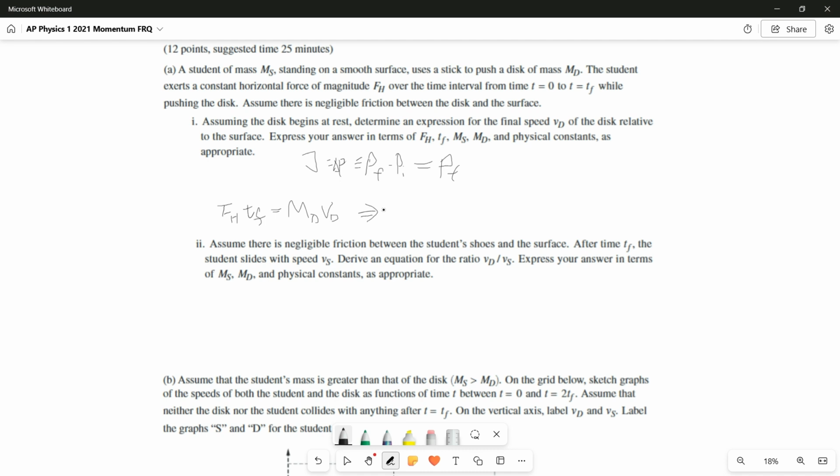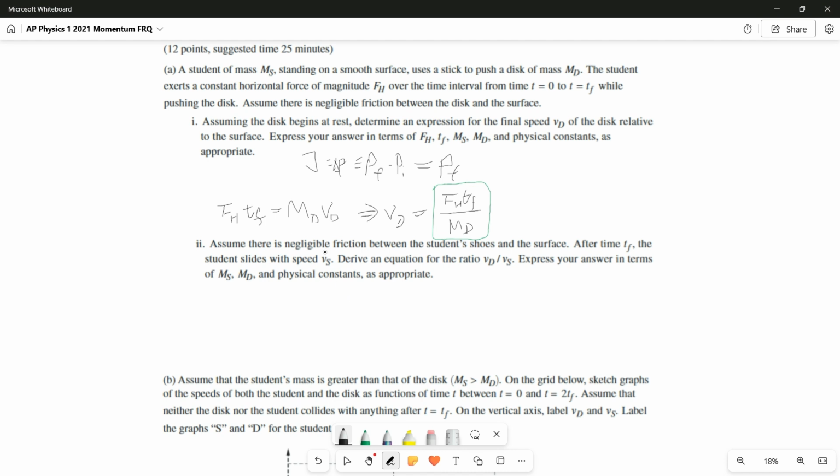So if we isolate for VD, we should get that the force exerted on the disk over the time interval TF minus 0, divided by the mass of the disk, is the velocity of the disk after the pole loses contact with the disk. Okay, so that's our answer to I. Let's look at II now.